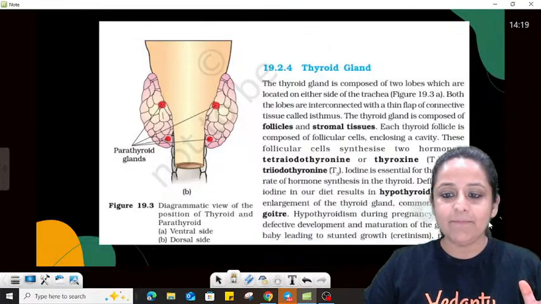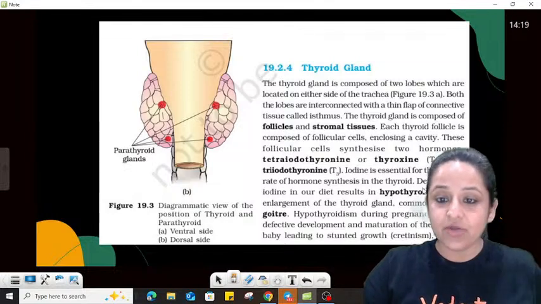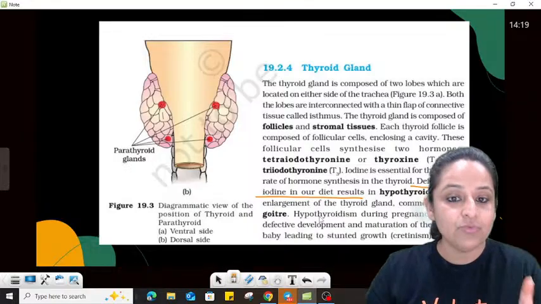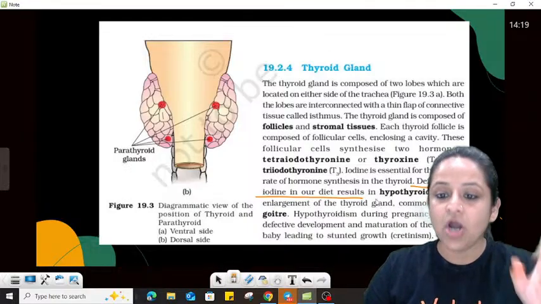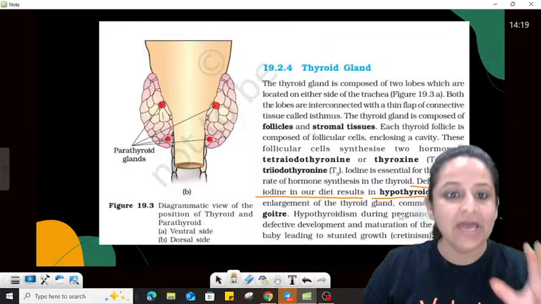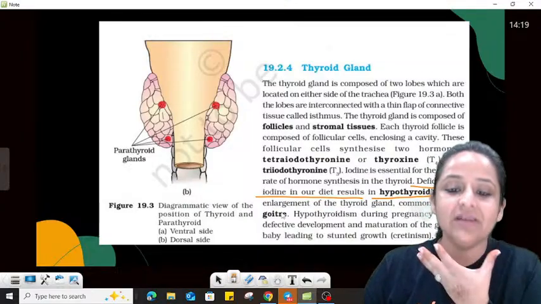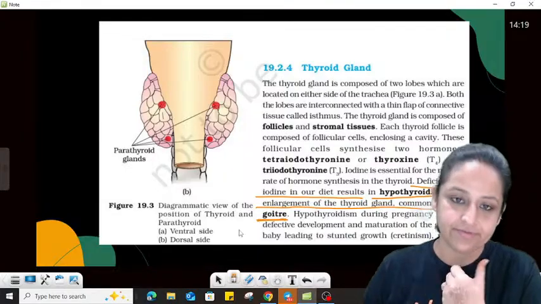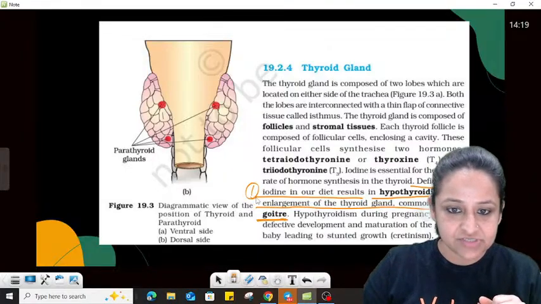And one very important deficiency: if iodine is not present in our diet in the correct amount, the thyroid gland will not be able to produce its hormone effectively. It is going to cause the enlargement of the thyroid gland, and that is commonly called goiter. This is one deficiency.